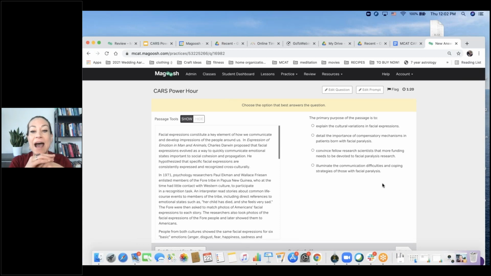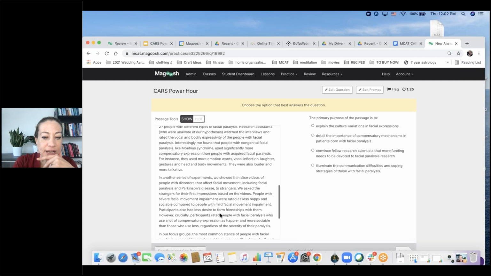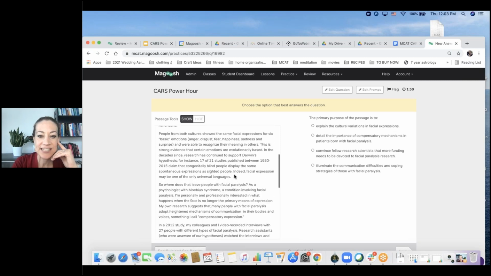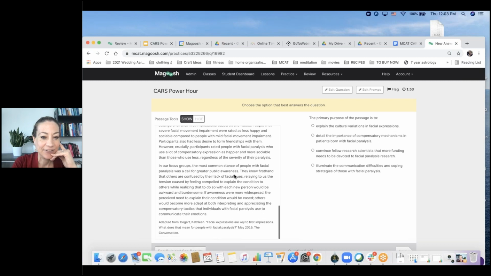So how do we know that that is the primary purpose? What a lot of people are trained to do is go to the bottom paragraph and use that as sort of an indication of what the primary purpose of the passage might be. With CARS, they often don't set it up that way purposely because they know that that's a go-to technique that makes things a little bit too easy. So you really have to take the full passage into consideration.